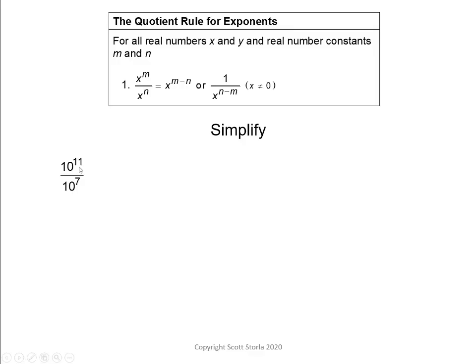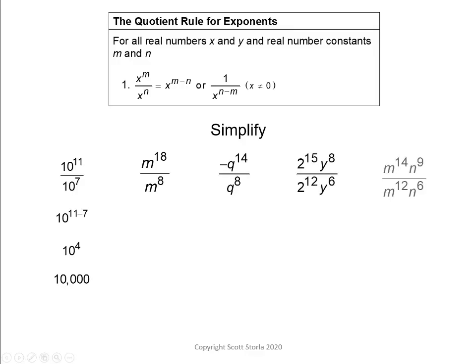A fast way to carry out that idea is to simply keep the base of 10 and subtract 7 from 11 to find the difference. That means I can write this simpler as the fourth power of 10. With powers of 10, we often tend to write them as a value, in this case 10,000. Here's 4 for you to try.